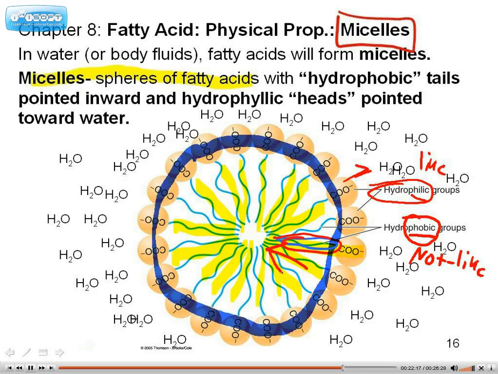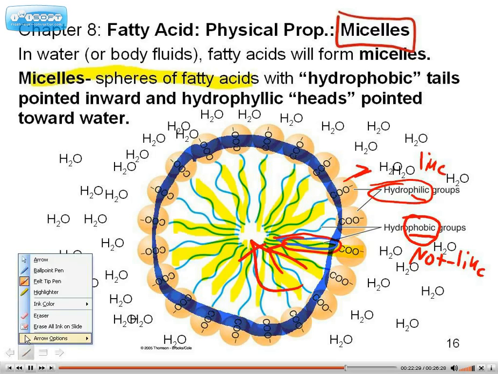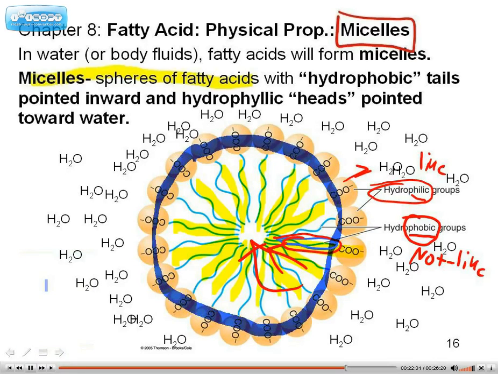So you'll be responsible for drawing a crude micelle, drawing something very simple like this with the hydrophobic tails pointing inward and the hydrophilic heads pointing outward. So make sure you can draw this high-tech sketch right here. Let's go ahead and move on.